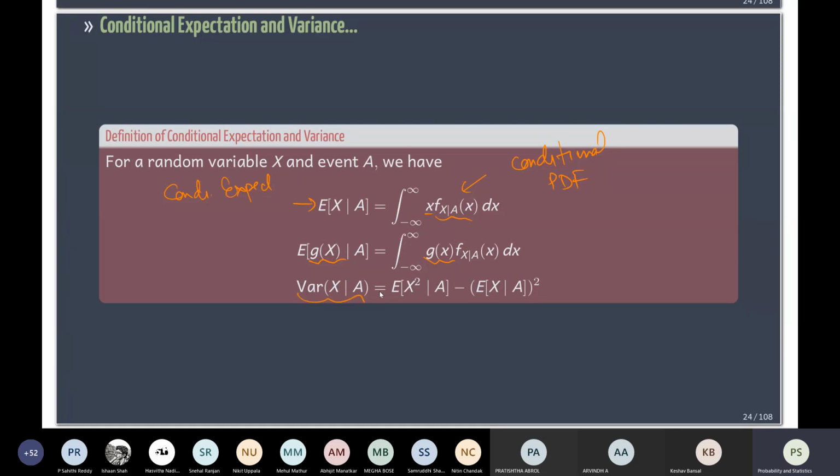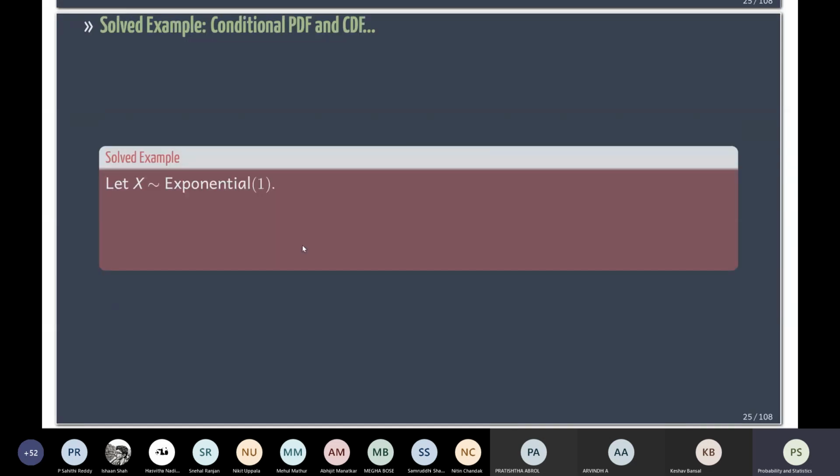And this is also something we have seen before in the discrete case, and the same thing holds in the continuous case. So the variance of the conditional is the expectation of x squared of the conditional minus the expectation of the conditional, squared. Okay, so all this can be established.